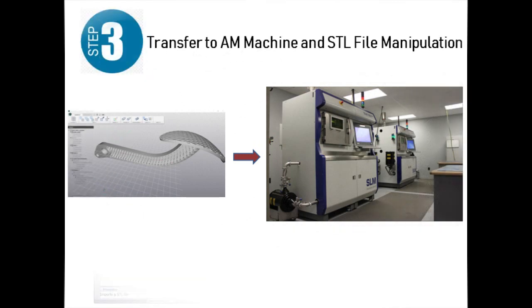Now the next step would be to transfer the STL file to the machine. Once the STL file has been created, it can be sent directly to the target additive manufacturing machine. Ideally, it should be possible to press a print button and the machine should build the part straight away. This is not usually the case, however, and there may be a number of actions required prior to building the part. The first task would be to verify that the part is correct.